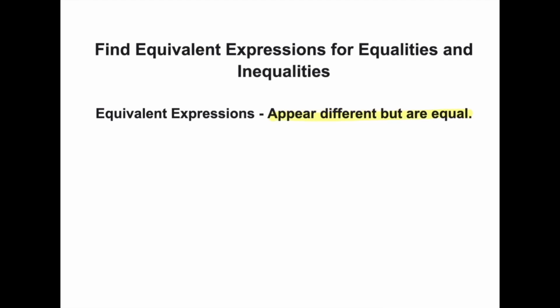Here are a few examples. If you have -2 plus 4, we could rewrite this. Recall that a negative and a minus mean the same thing. So as long as the signs are the same on both expressions, then they are equal. So we could rewrite -2 plus 4 to equal 4 minus 2. We could solve these and see that they are in fact equal. -2 plus 4 is 2. And 4 minus 2 is also 2.